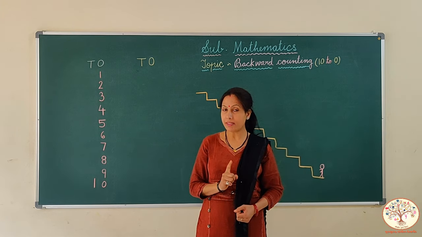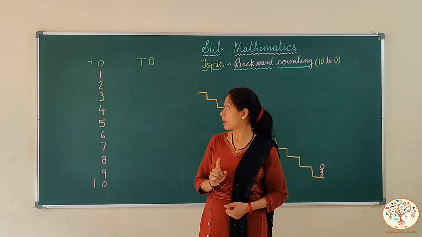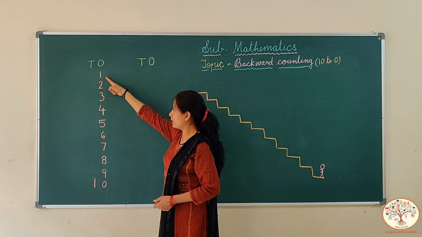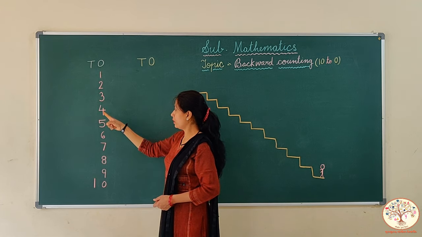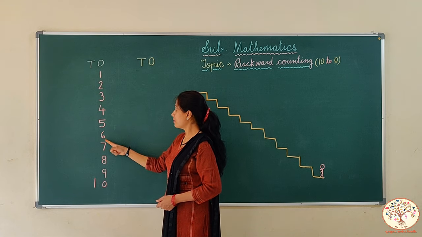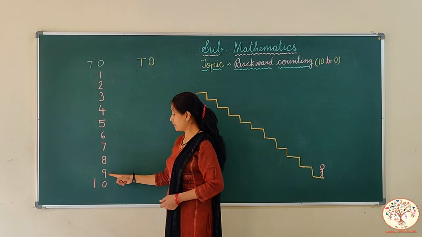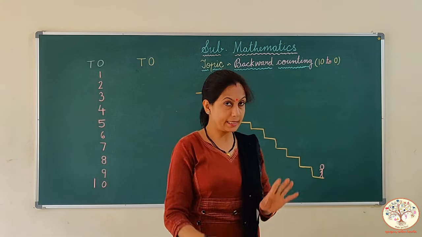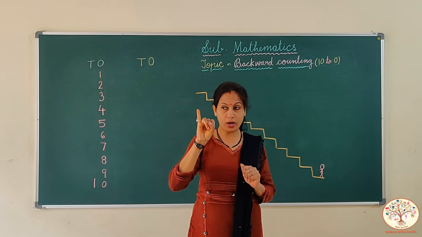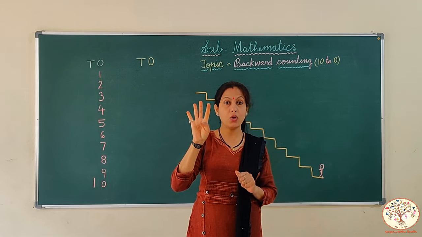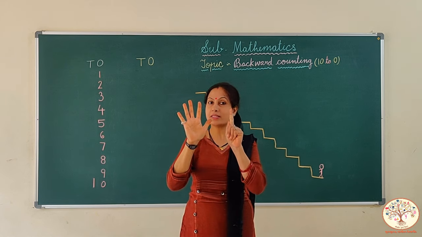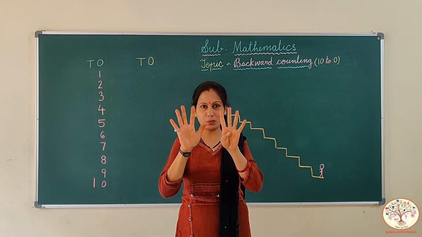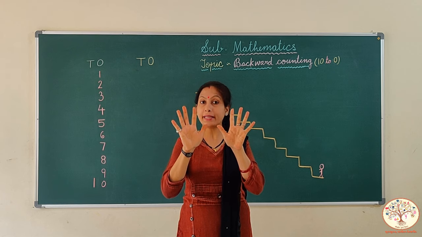Kids, you have learned counting, that is forward counting, from 1 to 10. Let's read it. 1, 2, 3, 4, 5, 6, 7, 8, 9, 10. This is forward counting. Okay, let's count my fingers. 1, 2, 3, 4, 5, 6, 1 more 7, 1 more 8, 1 more 9, and 1 more 10.